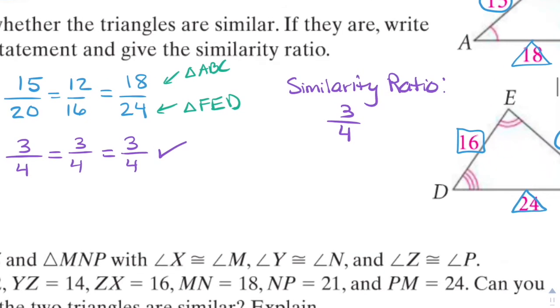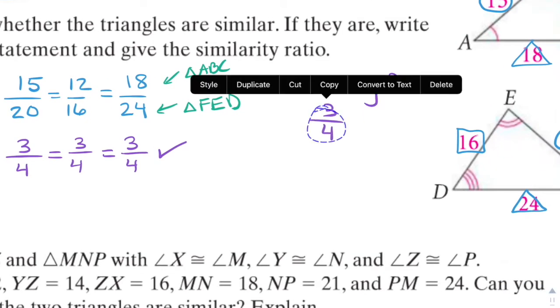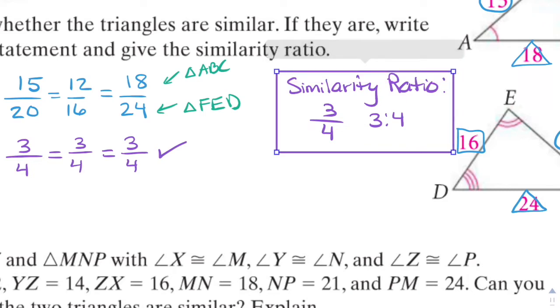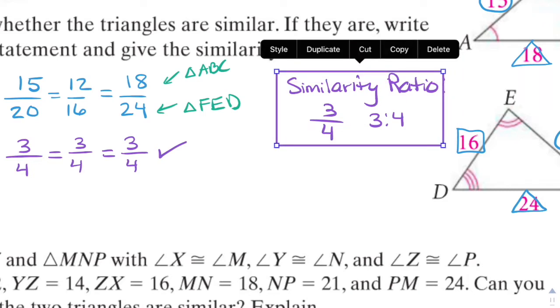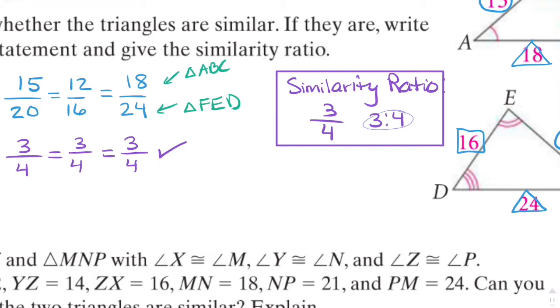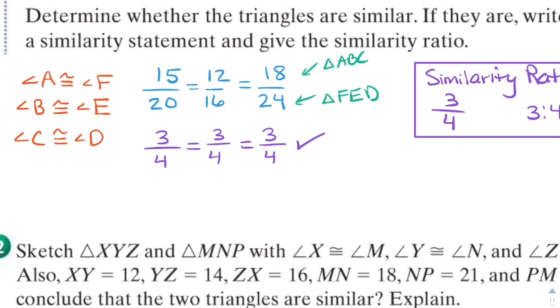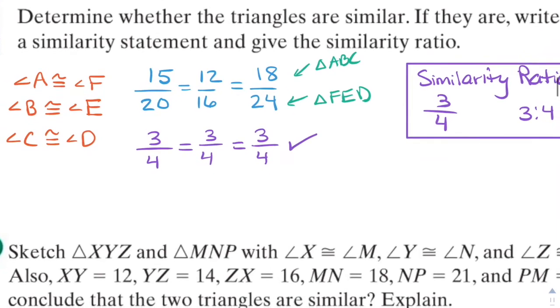I can write it that way, or I can write it like this. I tend to leave the word "to" out of it, so I tend to use either a colon or a fraction. These are both appropriate ways of answering that question. That's my similarity ratio. And now I just need a triangle similarity statement.